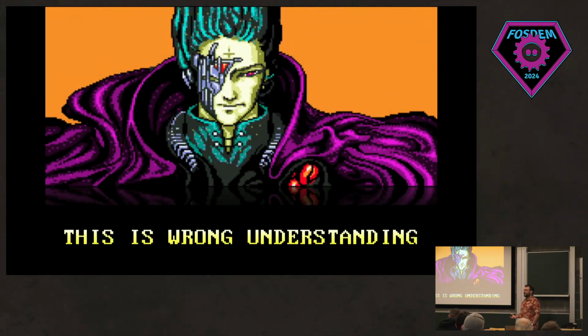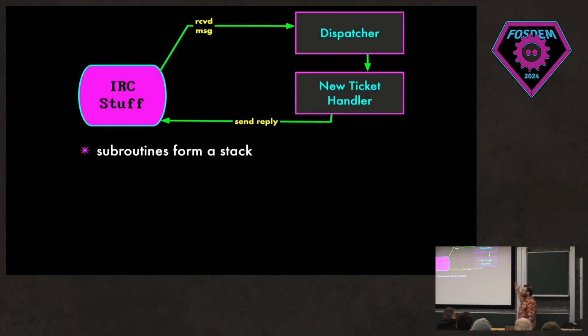Some abstractions let you believe lies and they're good, and some let you believe lies and they hurt you. So you imagine it, subroutines form a stack. A subroutine calls a subroutine calls a subroutine, and it returns and it returns and it returns. And you can violate that, but like, don't tell me about it.